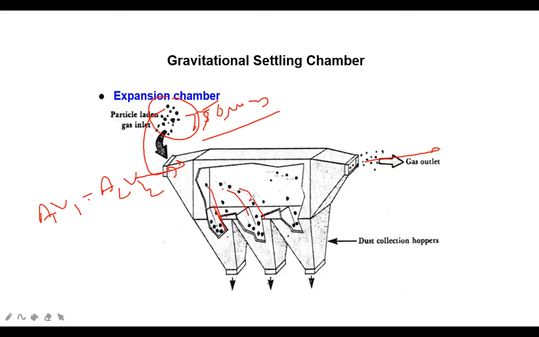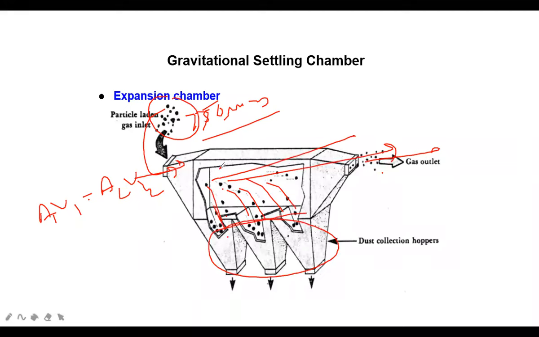The heavy particles keep on settling. And no doubt, very fine particles, on which the gravitational force is least, pass through the outlet and this gas goes out, but you have the majority of the dust collected over here. Okay, so this is the gravitational chamber.